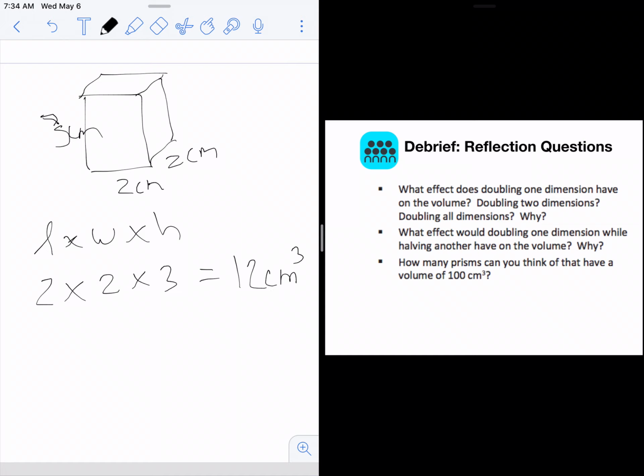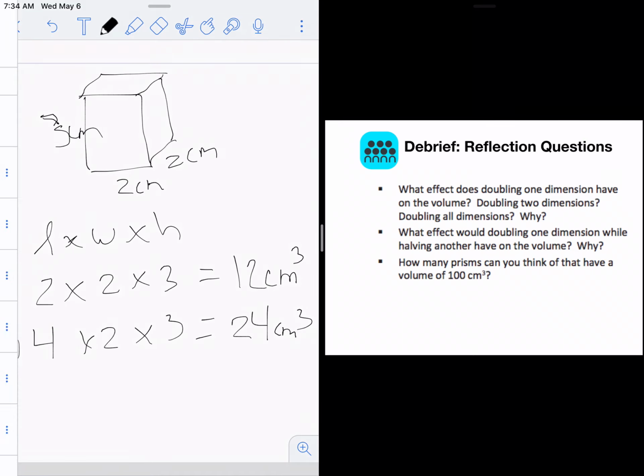So if we double one dimension, if we take our length and we double it, we get 4 times 2 times 3. 4 times 2 is not 12. 4 times 2 is 8. 8 times 3 is 24 centimeters cubed. So this is one dimension.